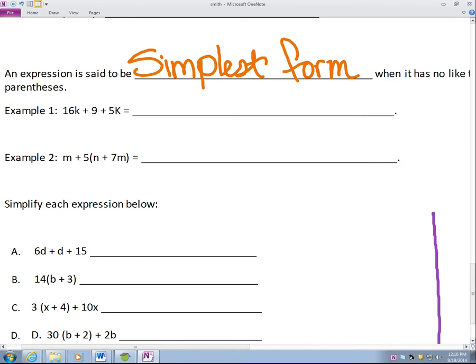Let's see. What are the like terms in example 1? Someone raise your hand. Okay, we have Gavin. 16K and 5K. These two are like terms. So what do they become? 21K. All right, so we still have that plus 9. And then plus 21K? Yep. See how we did that? We combined like terms.